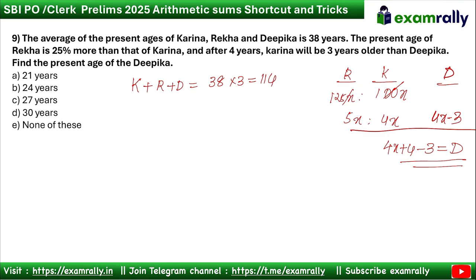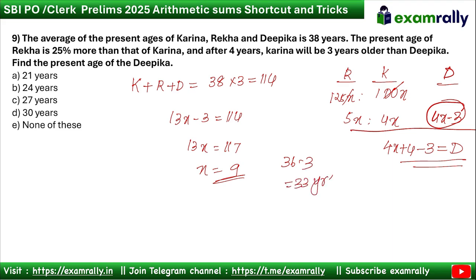So the sum of all 3 will be how much? 5x plus 4x, 9x. 9x plus 4x will be equal to 13x. 13x minus 3 equal to 114, and 13x equal to 117. The x value will be equal to 9. Okay, they asked to find out the age of Deepika. The age of Deepika is 4x minus 3. 9 4s are 36 minus 3, that is equal to 33 years. Okay, this will be our answer. See, this type of question has been repeatedly asked in our SBI Clerk exams.